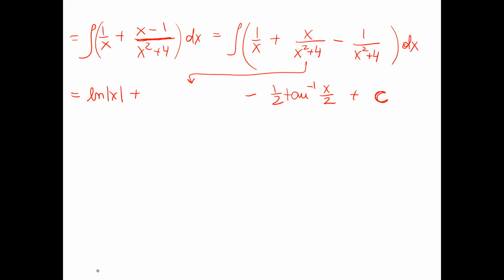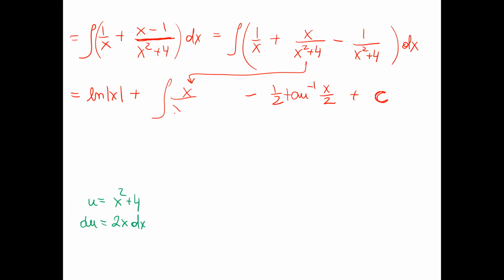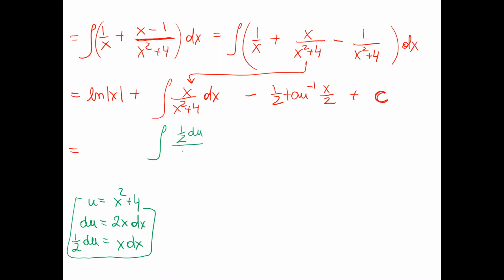But for the middle part, I will let u be x squared plus 4, because inverse tangent will not be involved because of the extra function on the top. du is 2x dx, and I have x dx. Let me write this integral: x over x squared plus 4 dx. We can see x dx is part of the integrand, so I will just divide everything by 2. x dx will be 1/2 du, and the denominator was u.